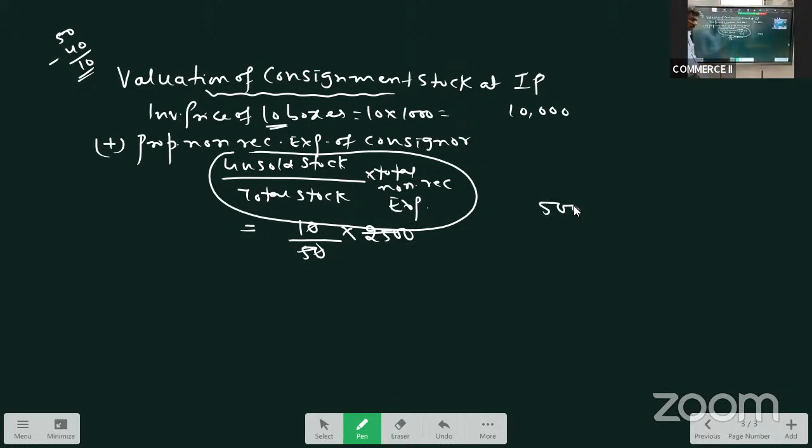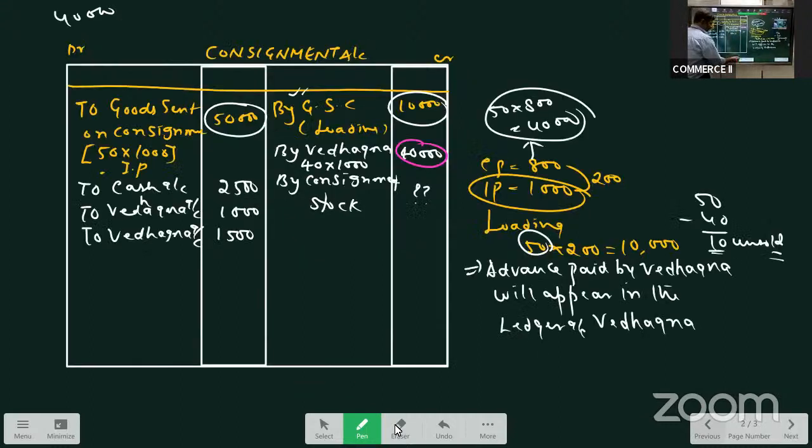Similarly, we have to add the expenses of consignee also. But then again, when we take the expenses of consignee or consignor, we add only non-recurring expenses. In this case, the expenses of consignee are given as selling expenses. Selling expenses are a recurring expense. So we will ignore. We will not take it. So what is the value of consignment? It is 10,500. Okay. What is the value of consignment? It is 10,500. This I have to write here as 10,500.